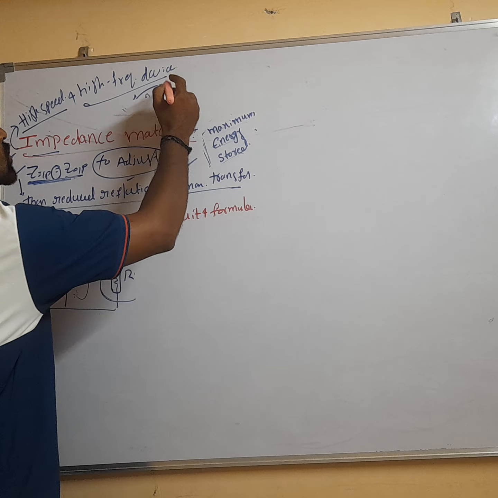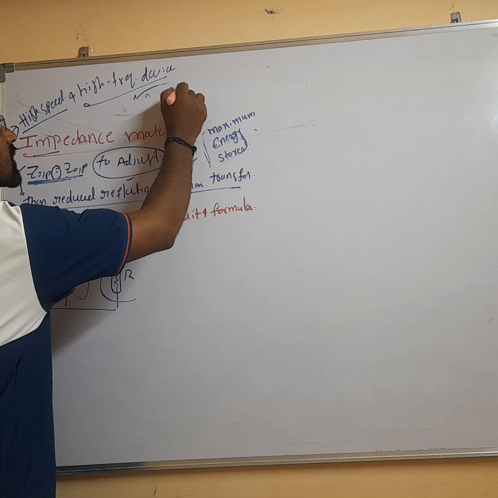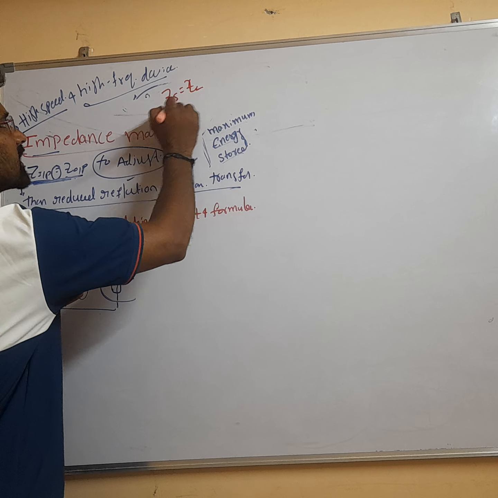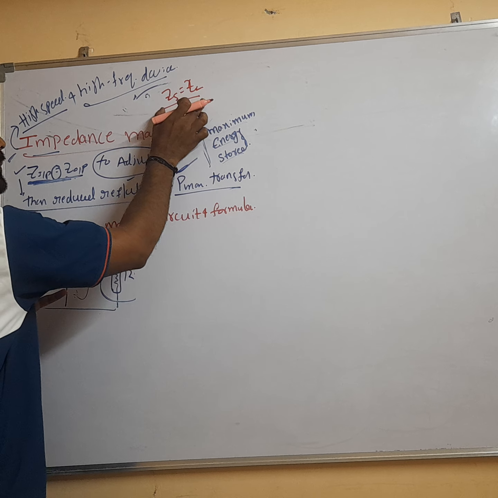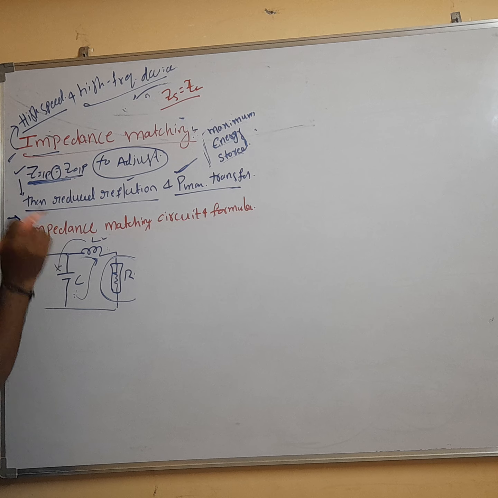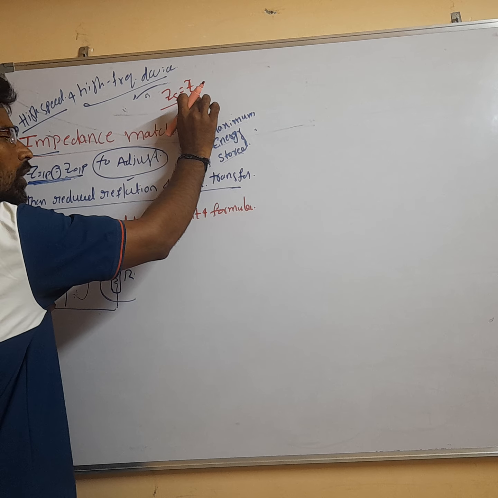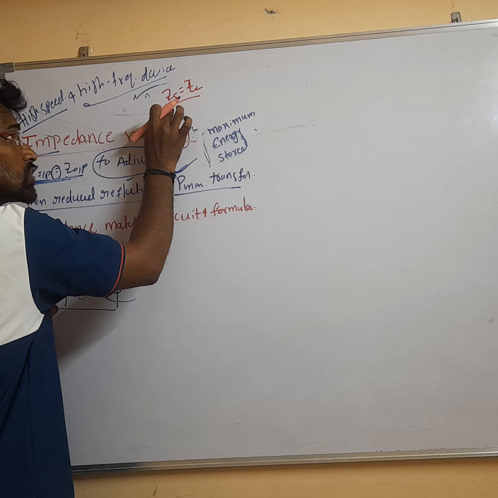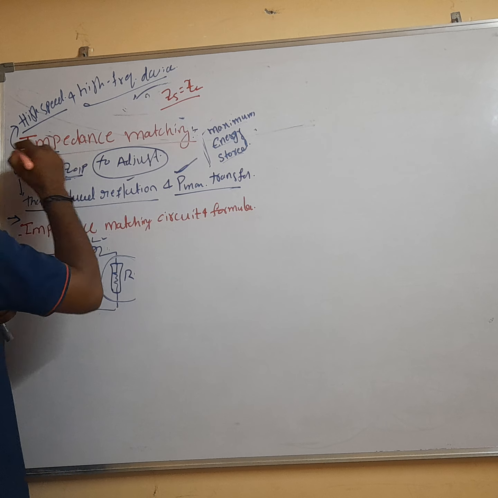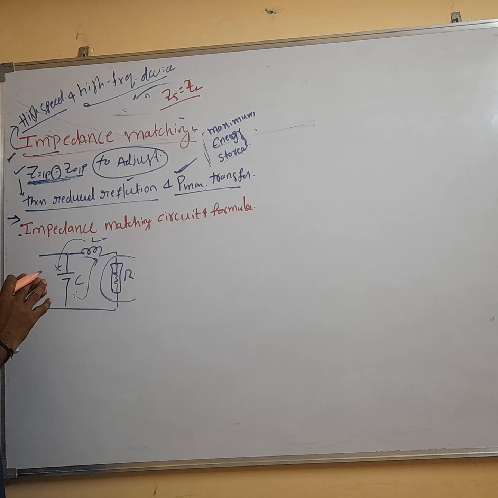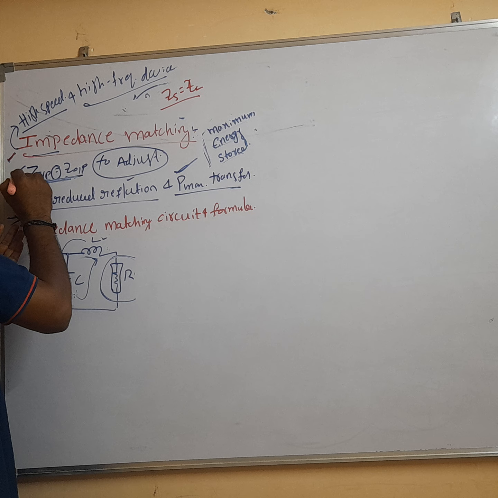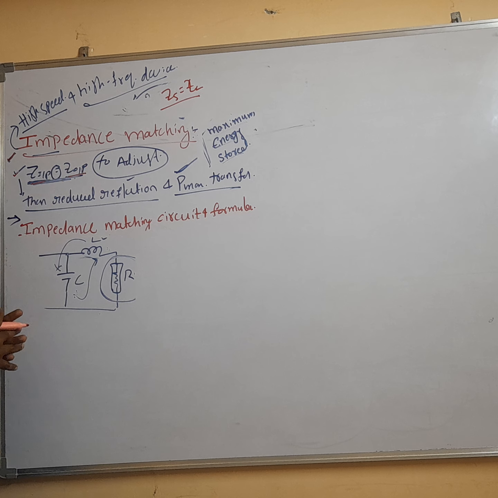That is the source impedance: ZS is equal to ZL. They must be equal, and that is impedance matching. That is, to adjust the source impedance and load impedance, which is simply impedance matching. So here we can write that input impedance is equal to output impedance.